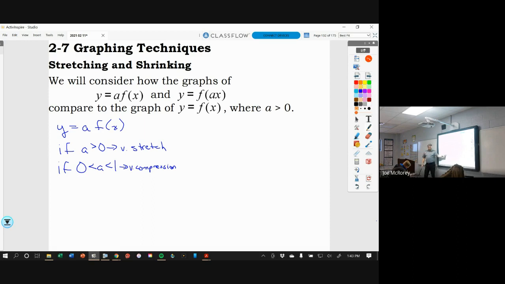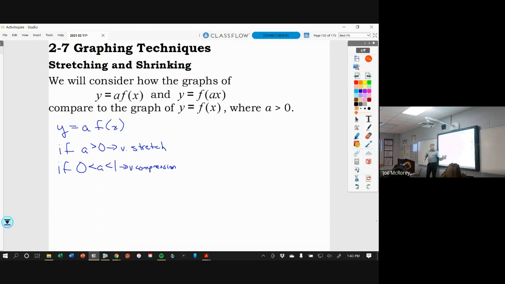What does this mean here? If 0 is less than a, which is less than 1, a is between 0 and 1. So it's a fraction less than 1, right? So if I take half of something, it's going to compress it by a factor of a half.